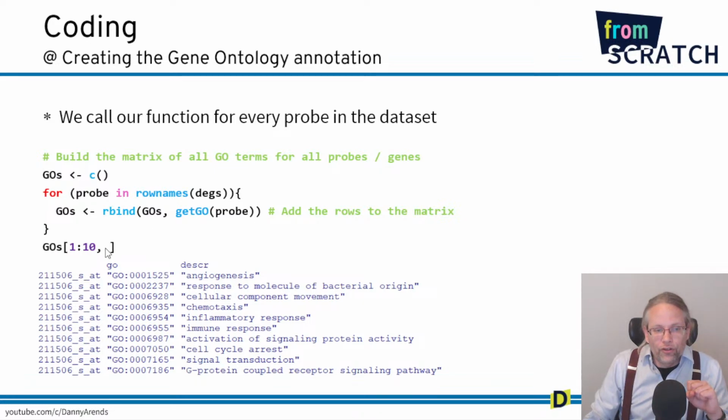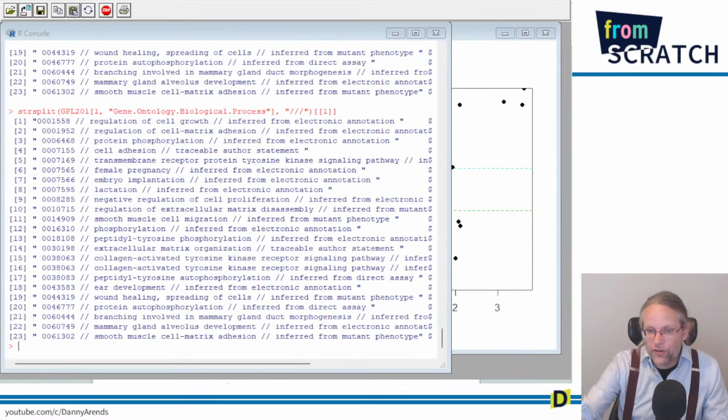After this loop is done, look at the first 10, and this is how it looks, because we already knew that the first probe on the array has 23 annotations. So it's all the same probe, all with different GO annotations, and then with the different descriptions of these GO annotations. This will take a little while. So let's go to R, and let's start building this matrix.